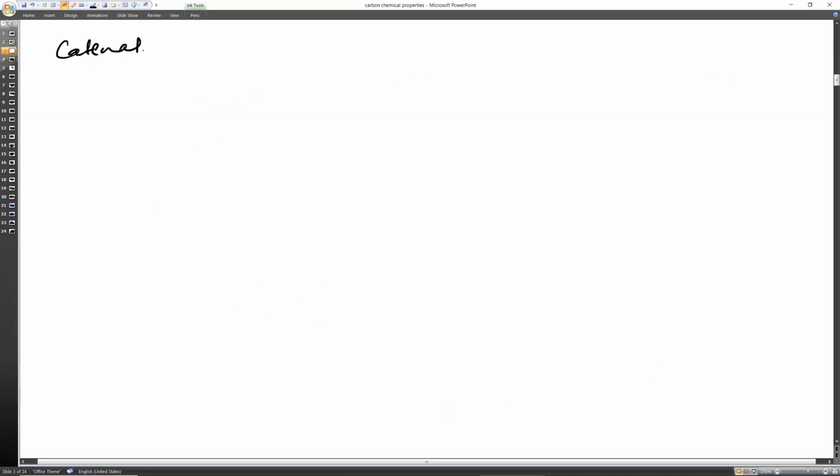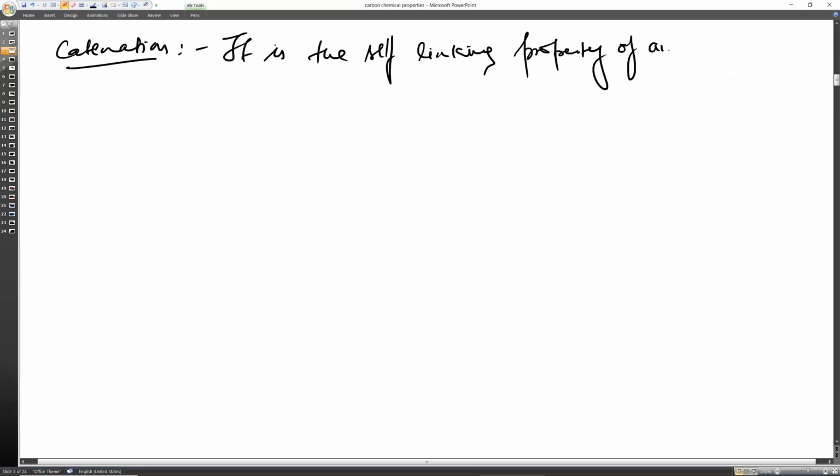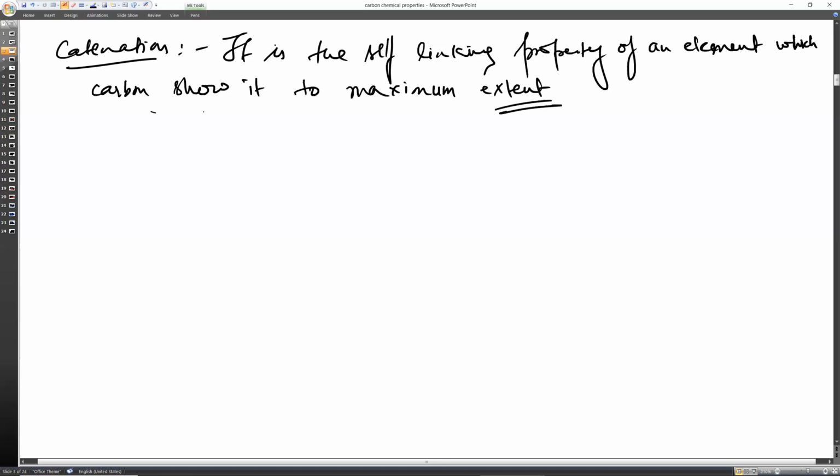Catenation is a self-linking property of an element, which carbon shows to the maximum extent. This is also written in the notes. We need to explain it better, but we have written the notes. I'm just writing a short definition.